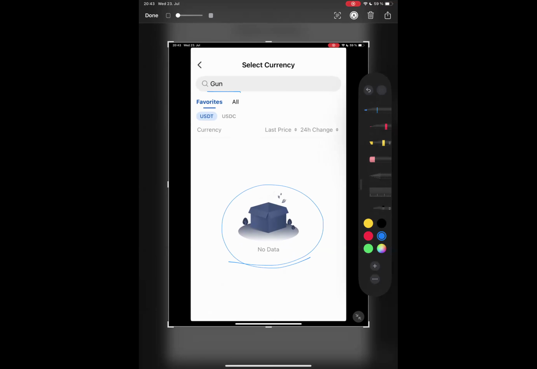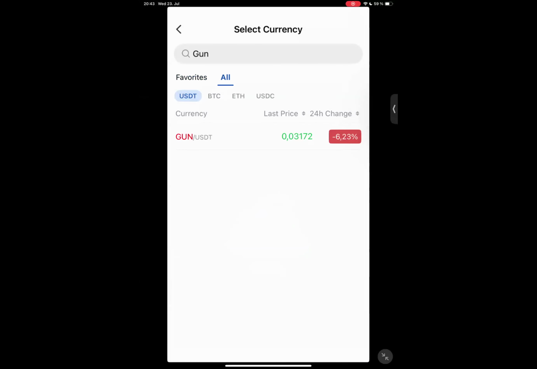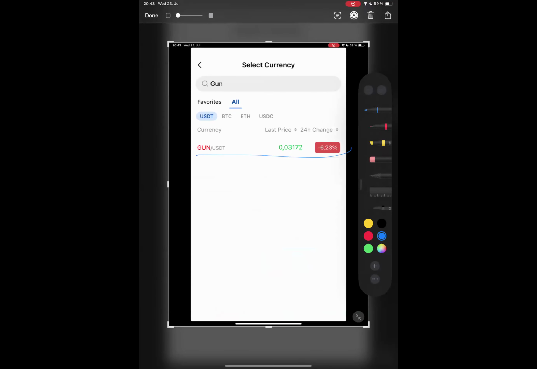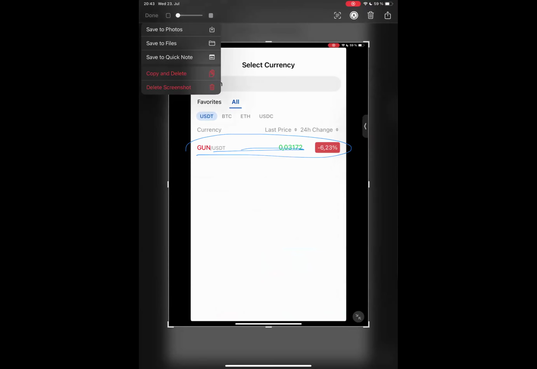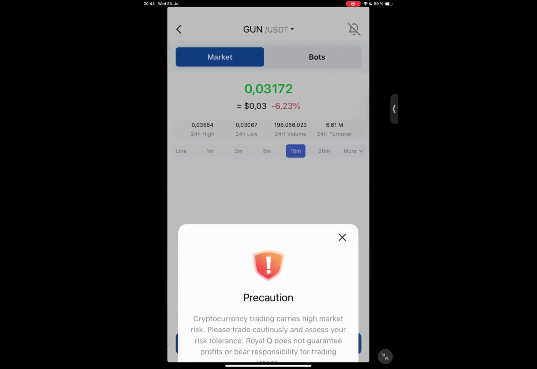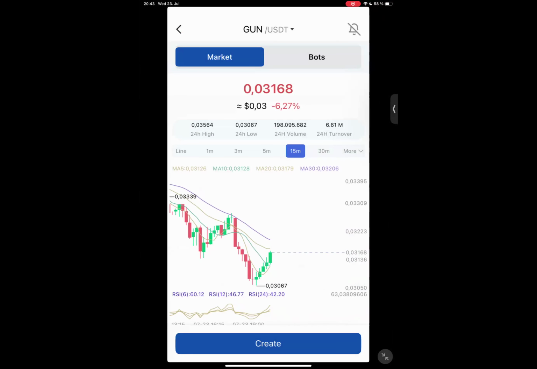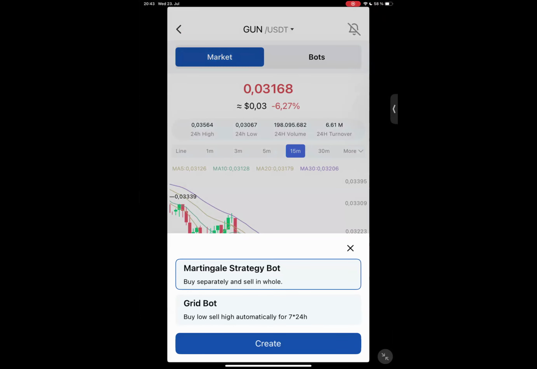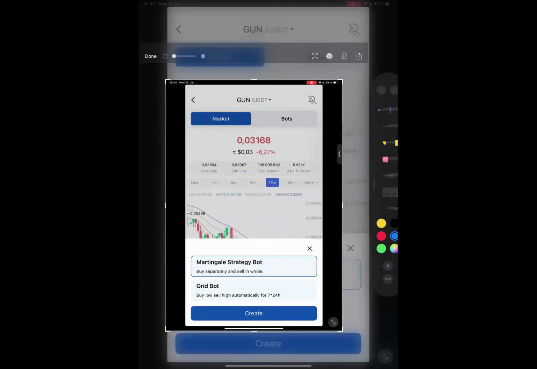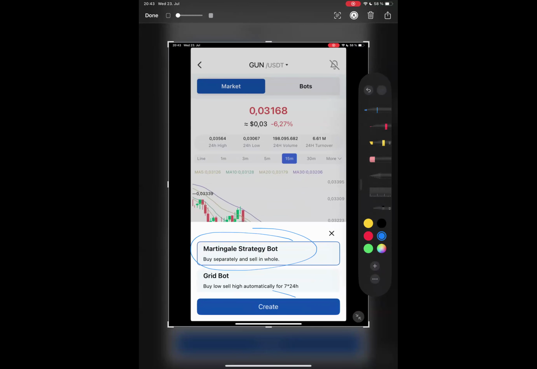GAN, you can see no data. It doesn't mean the coin is not here. I have to quickly switch to all. So I'll tap on all, then voila, GAN has popped out. I'll just click on it. Then once I tap on it, I tap on I understand. That's necessary precautions. Thank you. I even have one here. Thank you. Then I tap on create. Then martingale strategy bots, then create.